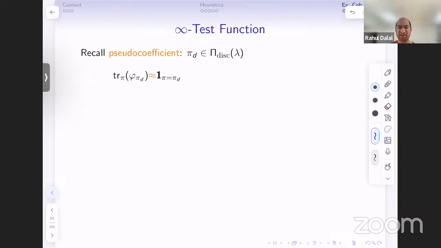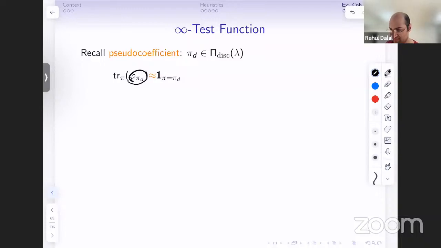So here's how it's going to work. Remember we had these pseudo coefficients. If we had a discrete series inside some discrete series L-packet, then we can construct this pseudo coefficient, which we'll denote phi sub pi d. The trace against any representation at infinity of this phi sub pi d is just an indicator function of whether the representation matches pi d.